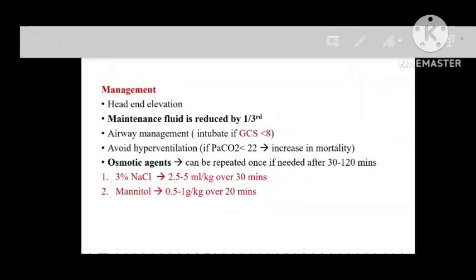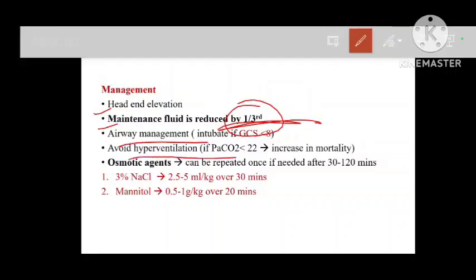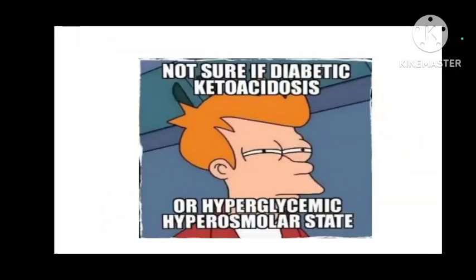Now, how to manage it? Head end elevation, and maintenance fluid to be reduced by 1/3. It is often missed by us. Airway management should be done. Avoid hyperventilation; if PCO2 is less than 22, you should consider intubation. We can use osmotic agents like 3% NaCl and mannitol.